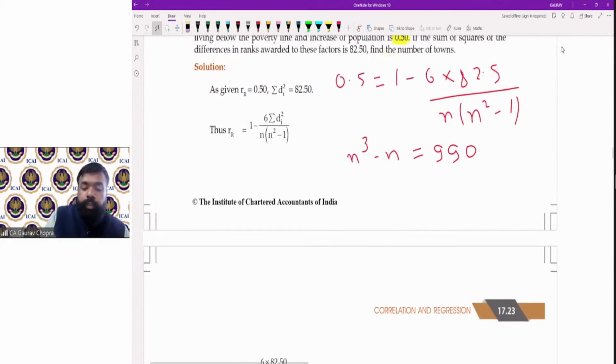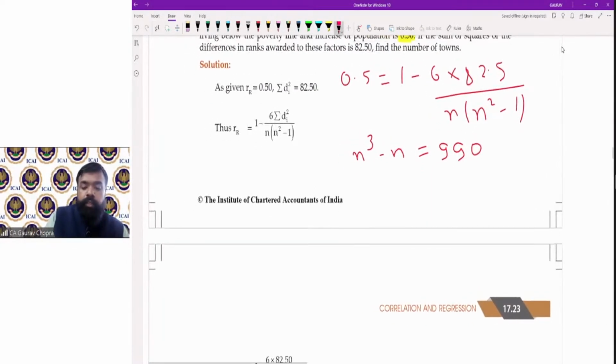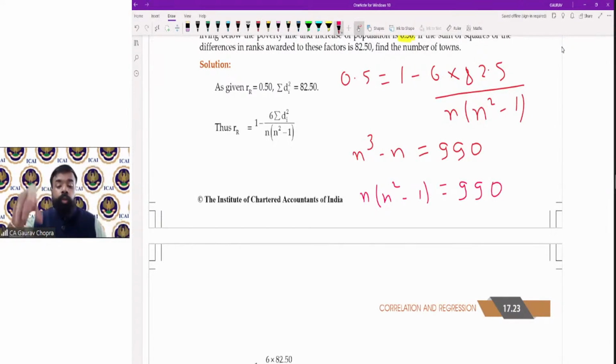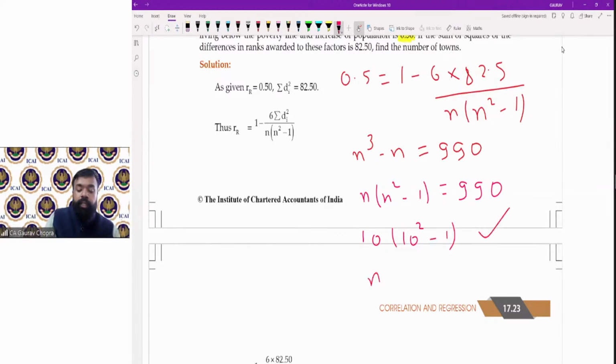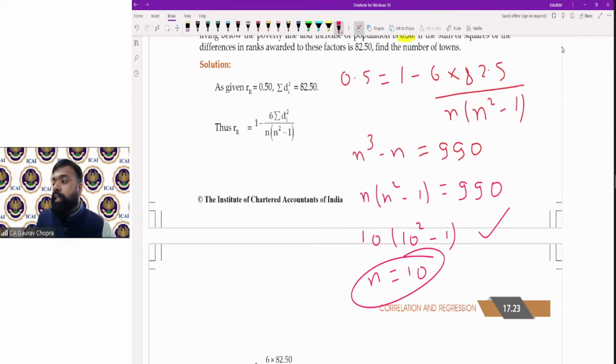Okay, so here you can simplify and get the result. n can be taken as common. So n into n square minus 1 is equal to 990. Now either you can use the options and then solve, or you can do this directly, whatever is your choice. So if you put the option 10, 10 into 10 square minus 1 is 990. Therefore value of n is equal to 10. तो n की वैल्यू यहां से आ गई है कितनी? 10. Okay.